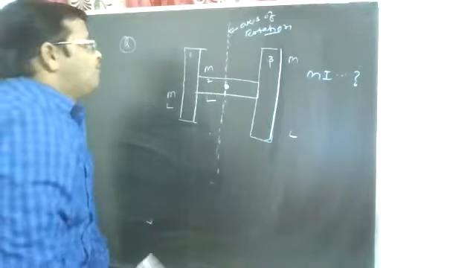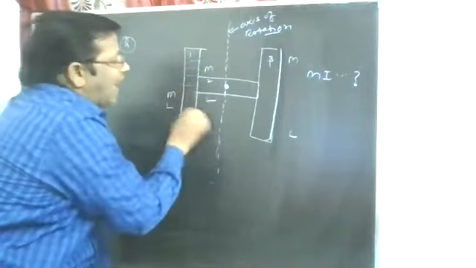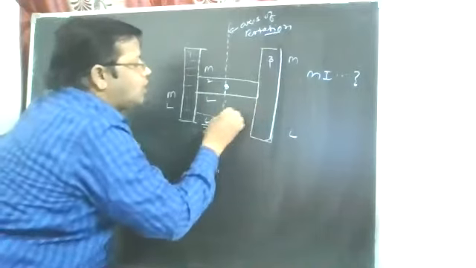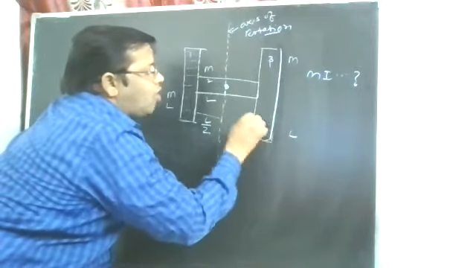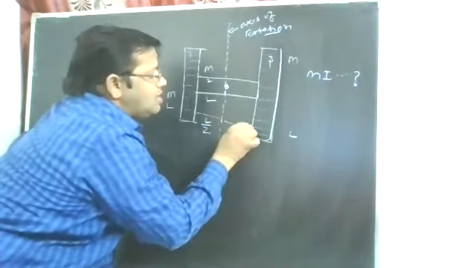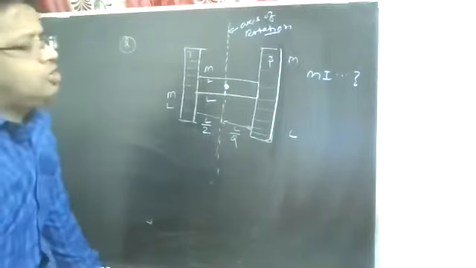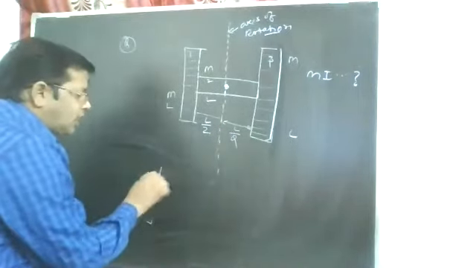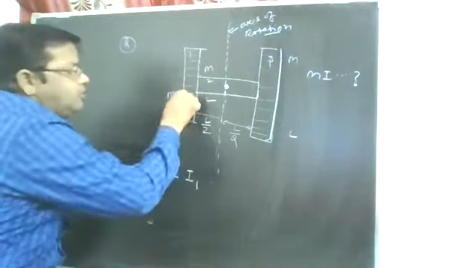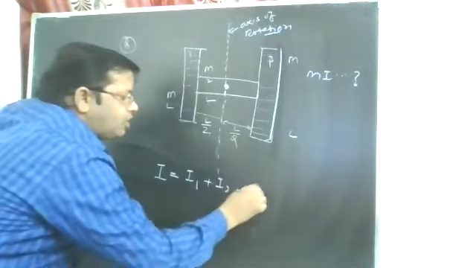Now, see here, for the first rod, each and every portion lies at how much distance from the axis of rotation? L by 2. For the third rod, if you cut all the portions of the rod, each and every portion lies at a distance of L by 2 from the axis of rotation. So moment of inertia is a scalar quantity. So the total moment of inertia will be the moment of inertia due to the first rod plus the moment of inertia of the second rod plus the moment of inertia due to the third rod.